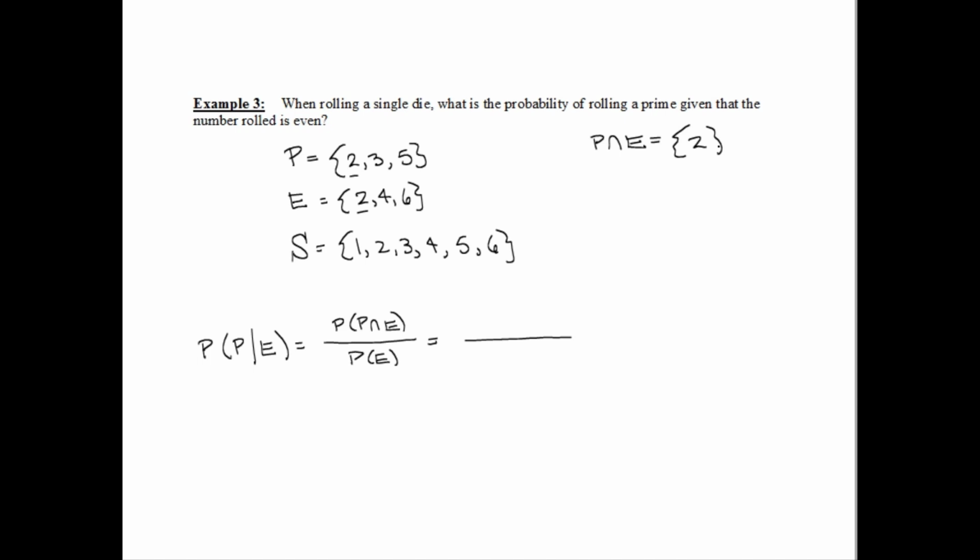Okay, and our sample space has 6 in it, so the probability of P intersect E will be 1/6 because we have one number out of the 6 possibilities. What's the probability of E? Well, we have 3 numbers, 2, 4, and 6, out of 6 possibilities. So here we get 1/3. Again, this is the same answer that you would get by simply modifying the sample space and thinking of our sample space as all the even numbers that can appear on one roll of a die.